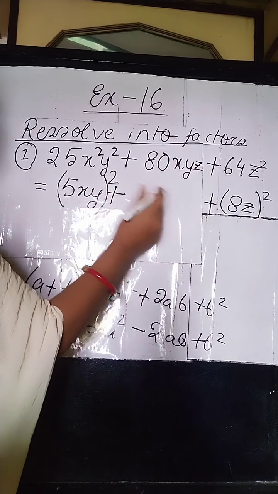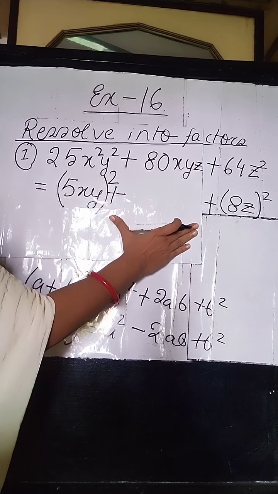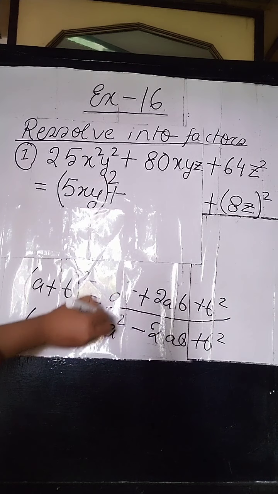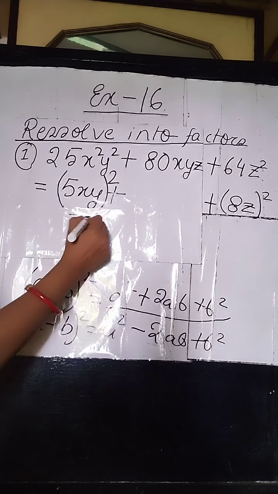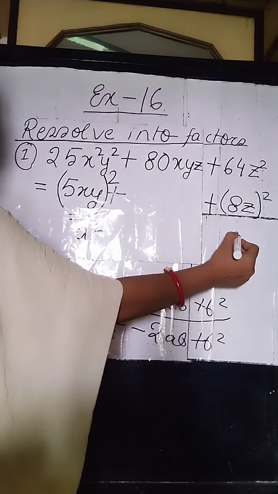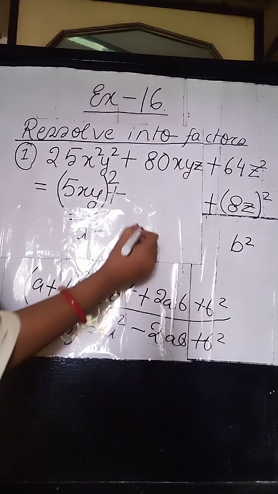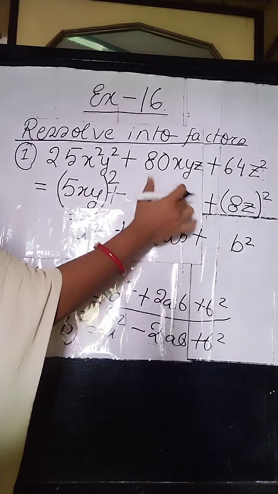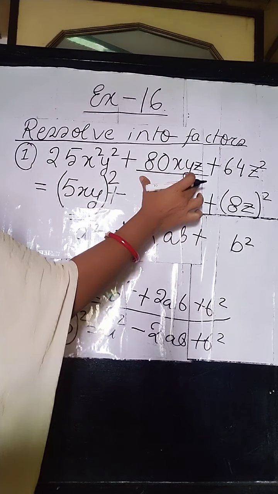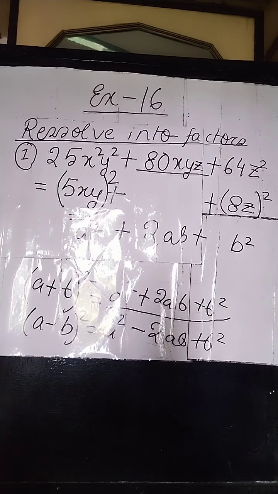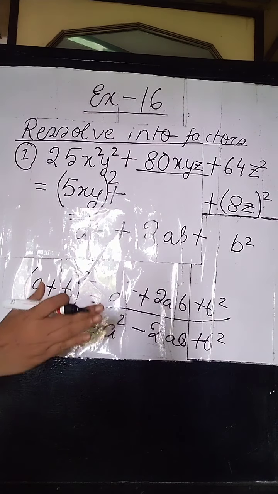In between, what will we write? We will try to relate this with the formula a plus b whole square is equal to a square plus 2ab plus b square. If 5xy is considered as a and 8z as b, then the term in between must be equal to 2ab. That term, 80xyz, must be the 2ab, the middle term of this formula. I hope whatever I am explaining you are able to understand.